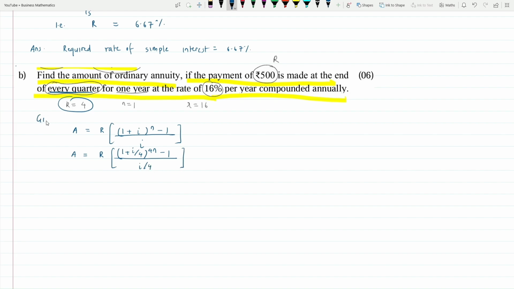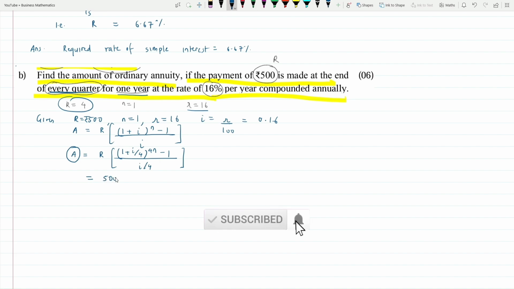We are given in the question R is 500 rupees, followed by 1 year, that is n is equal to 1. The rate of interest is 16, so R is equal to 16 and I is R divided by 100, so that becomes 0.16. Let us substitute all these values to find out the amount of the annuity.